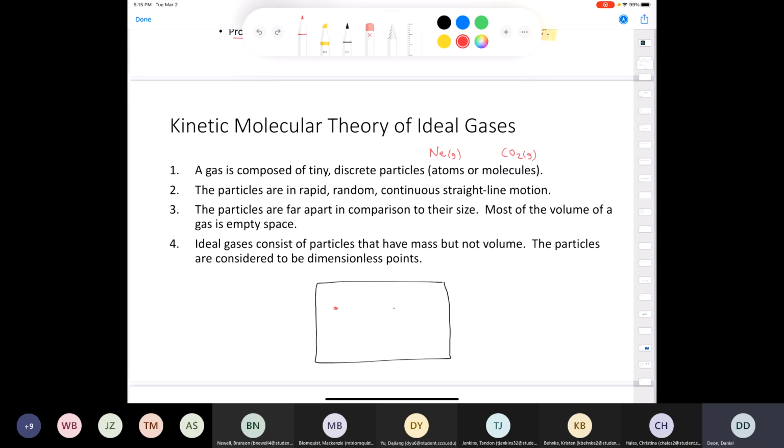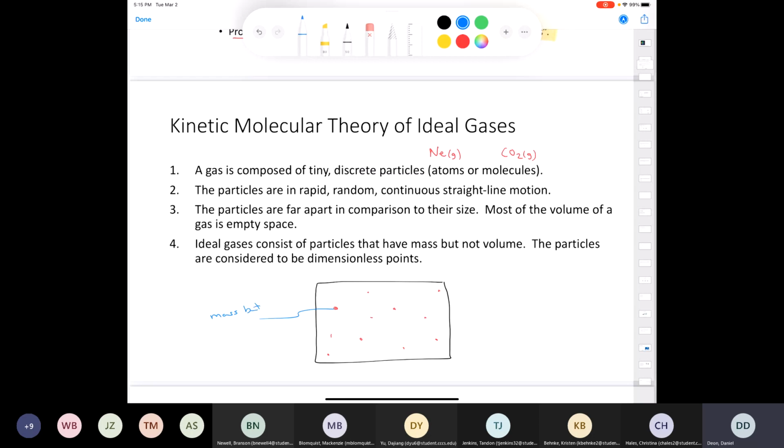We also assume that the particles are far apart compared to their size, okay? So when we're looking at a gas, if this is a gas inside this black box that I've got here, what is it mostly? It's mostly empty space, right? It's mostly empty space with just a little bit of particles in here. Next, it says the ideal gases consist of particles that have mass but not volume. Okay, so all of these particles that we're looking at here, they have a mass associated with them, right? If we have matter, of course, it's going to have a mass associated with it.